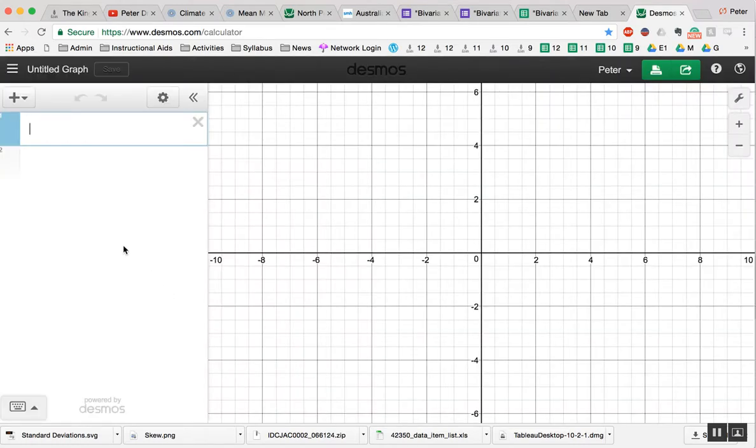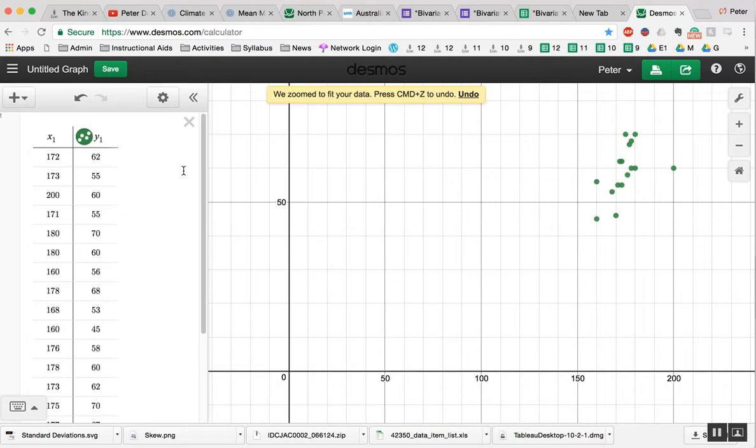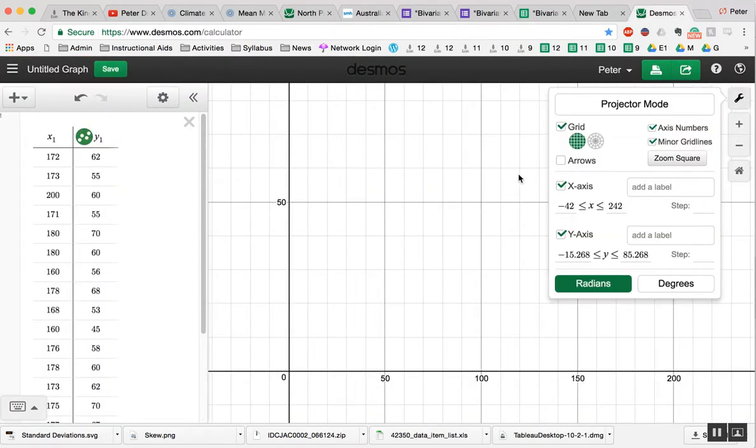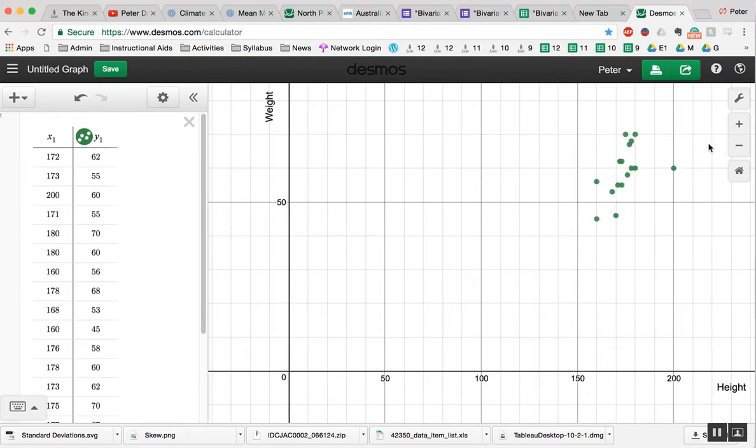Go to Desmos, good old Desmos, our old graphing friend. Wait a second to let it load. Then just dump our data in, copying and pasting that across. In terms of axes, label your axes before you do any real work. For the x-axis, if you are in doubt, go back to the question: height, then weight. So the x-axis is height, our y-axis is weight. You can see those two illustrated there.